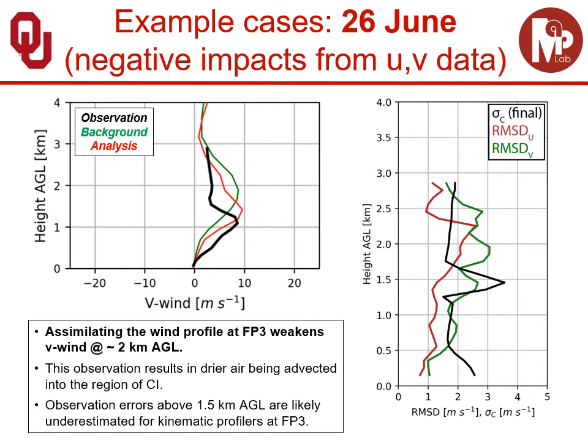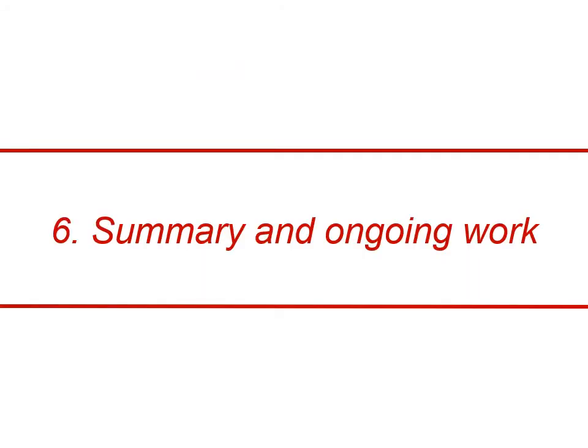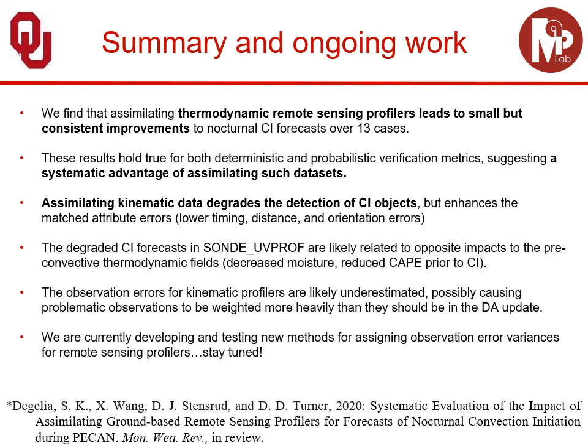That means that the observation error assigned, which should include both instrument error and representation error, which tends to be pretty large for remote sensing data, is likely very underestimated. And this could cause problematic observations near the top of these profiles to be weighted more than they should in the analysis update. So we suspect that one of the main reasons why these kinematic data are causing this negative impact is due to these underestimated observation errors.